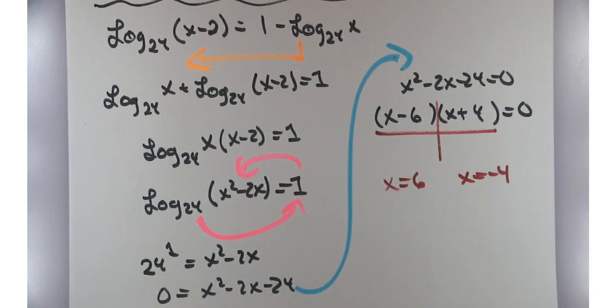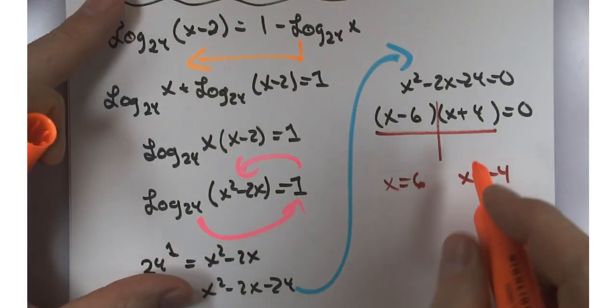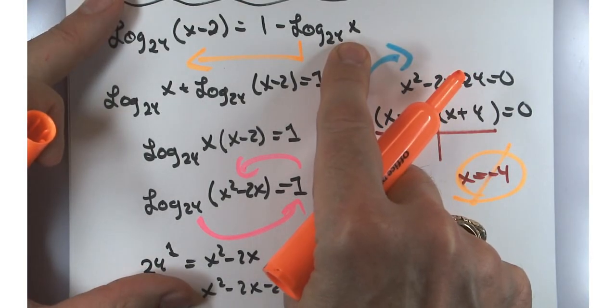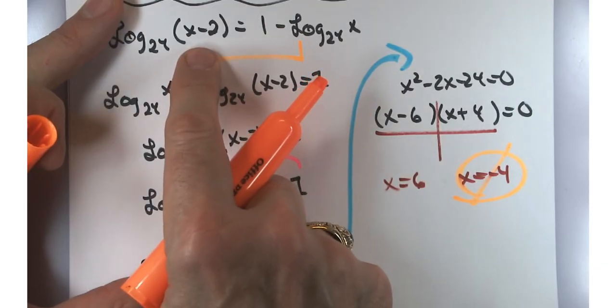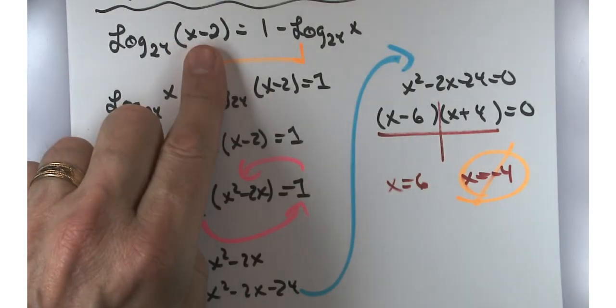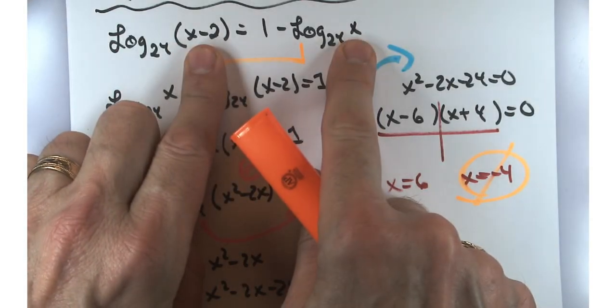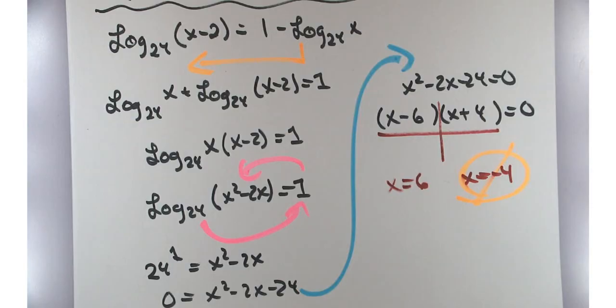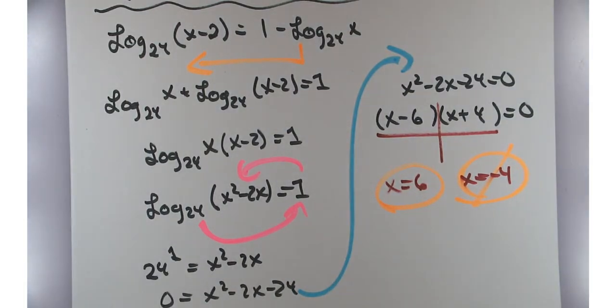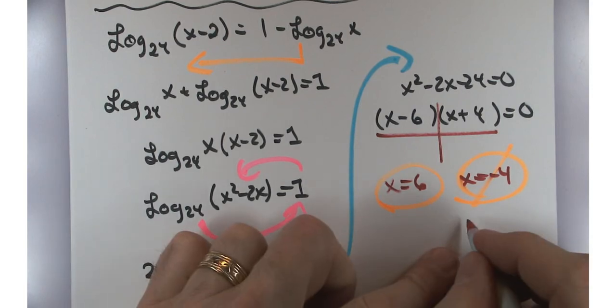Good with that one? I've got to check it. Which one can I get rid of right away? Negative 4. That one's going to cause a problem right here. If I plug in a 6, that's okay. 6 doesn't create any problems, and if you did check it all the way, you'd find that that one works. But this one is, again, extraneous.